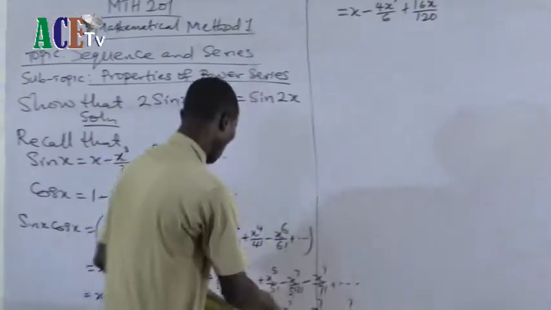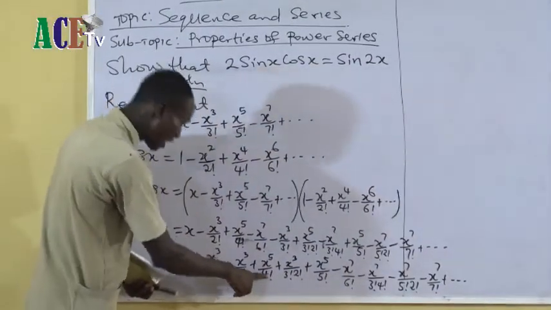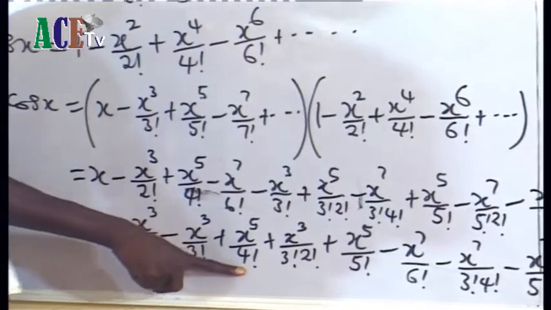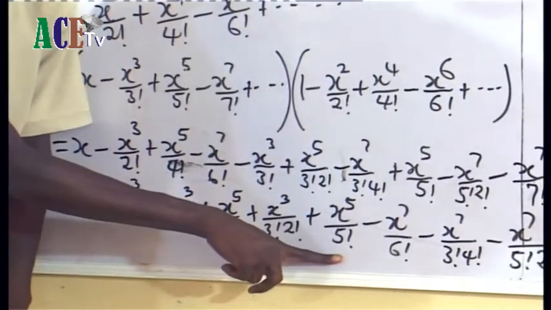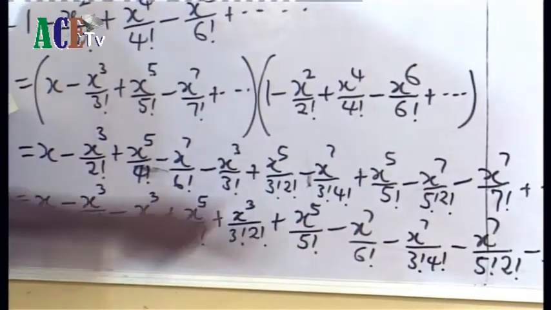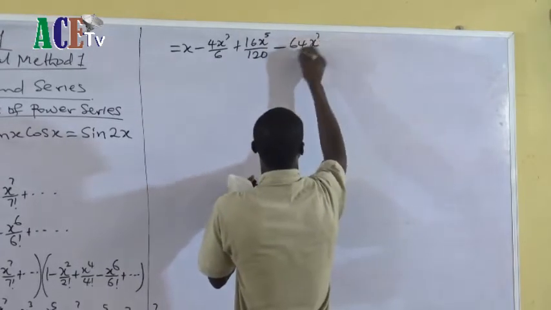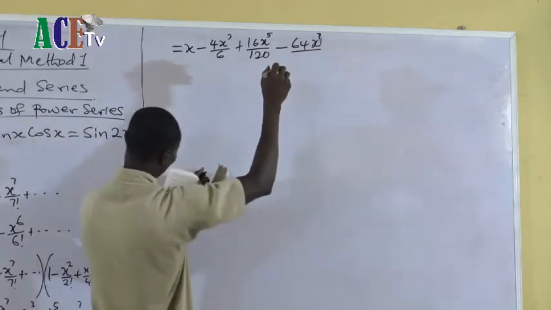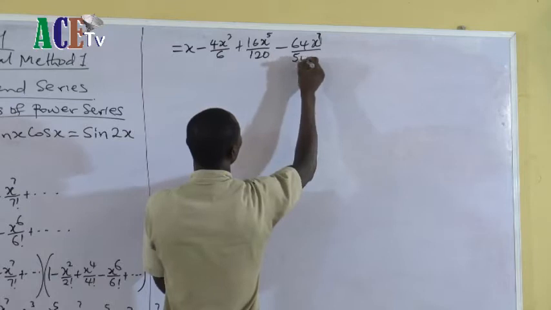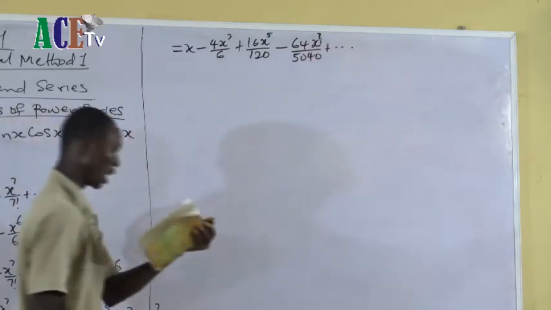I will get this because look at the base. This is 5 factorial. This is 4 factorial. This 4 factorial is 24. This 5 factorial is something like 1. By the time I add this one, it will divide, it will give me that one. And minus 64x to the power 7 over 5040, and this one will continue like that.